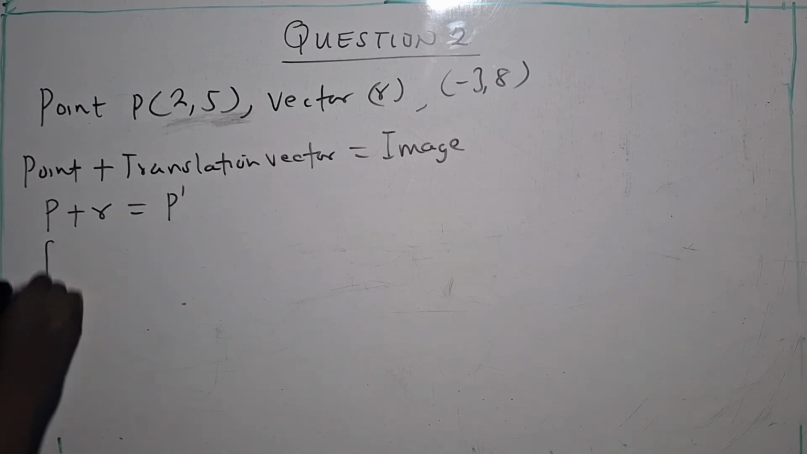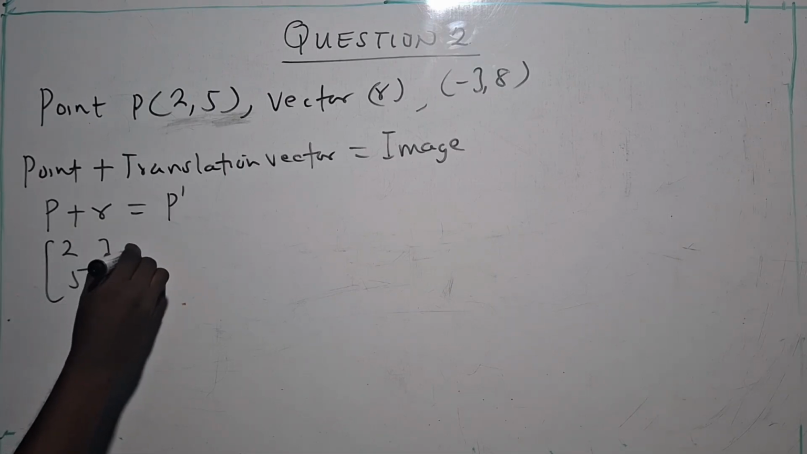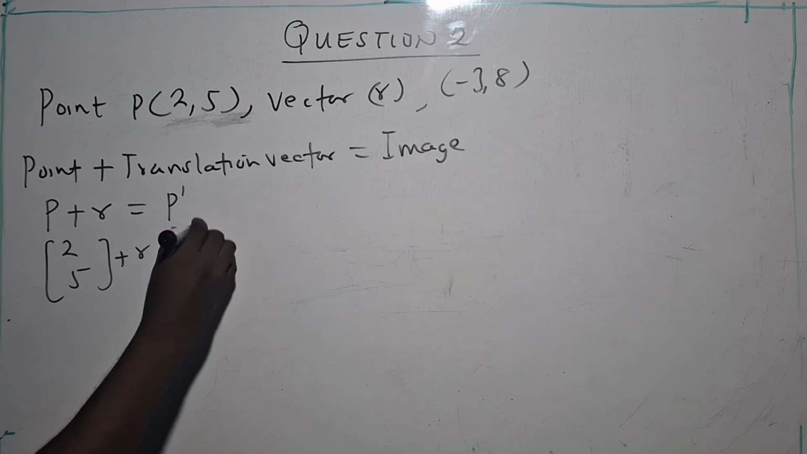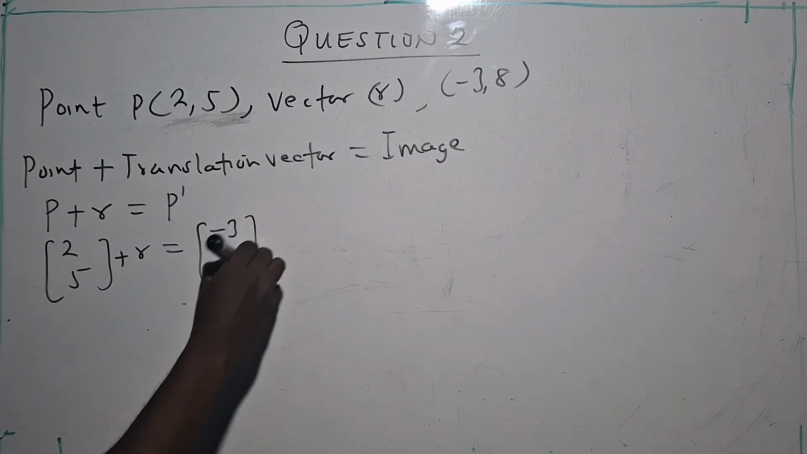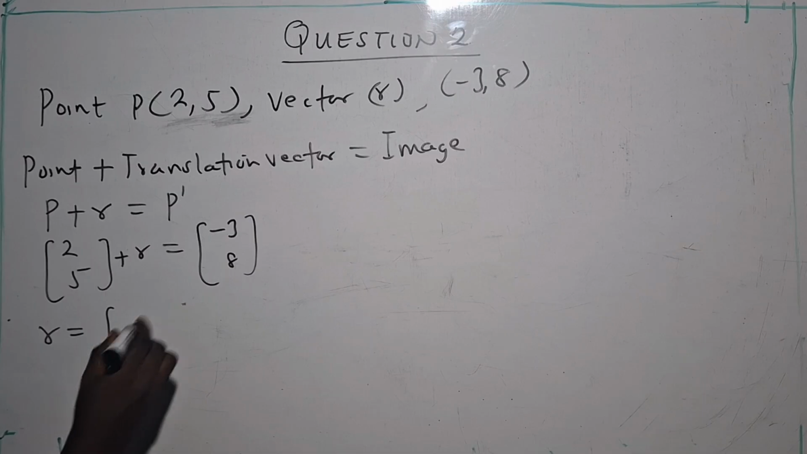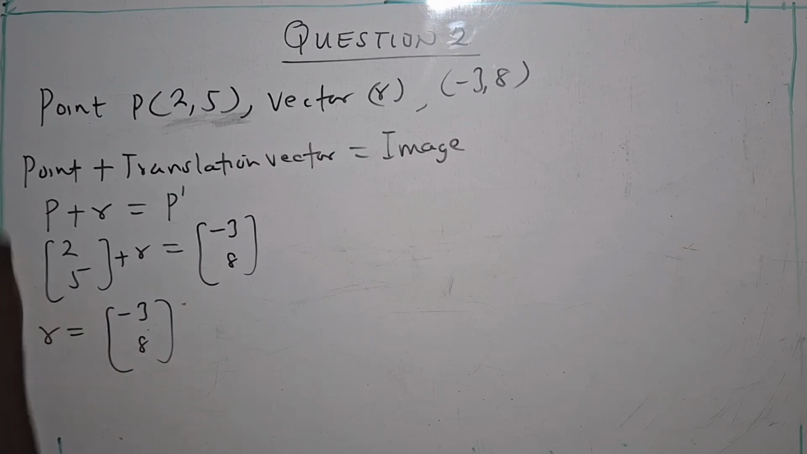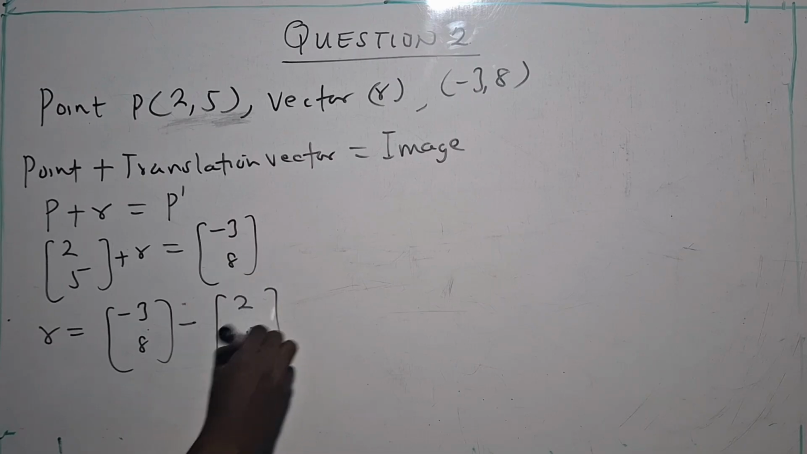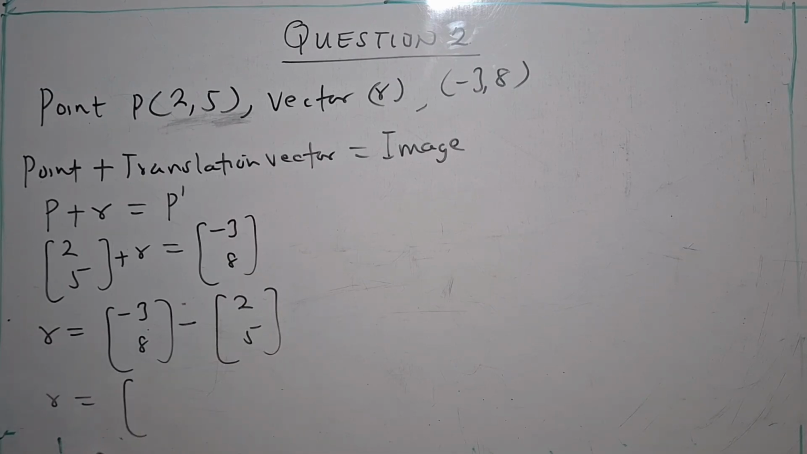So what is point P? Point P is (2, 5) plus R will be equal to the P1 that was given, (-3, 8). If you are looking for the vector R, you use a simple equation. We take (-3, 8) minus (2, 5), so we are going to subtract. Negative 3 minus 2 gives negative 5, then 8 minus 5 gives 3. So R is (-5, 3).